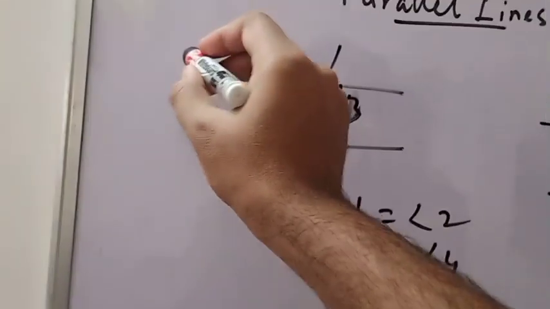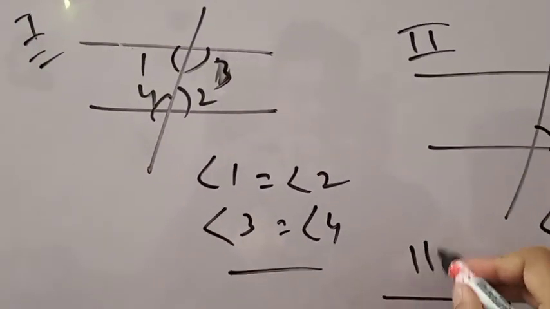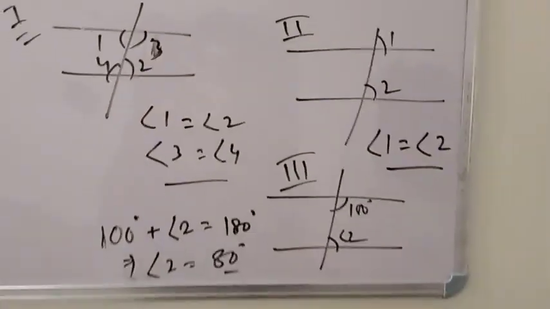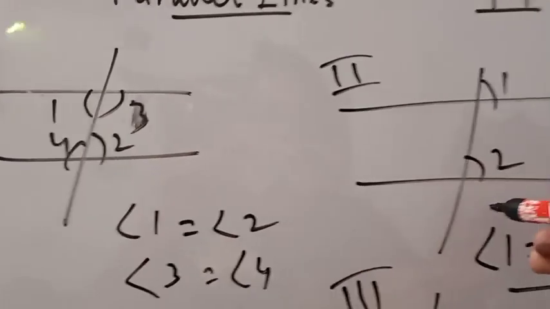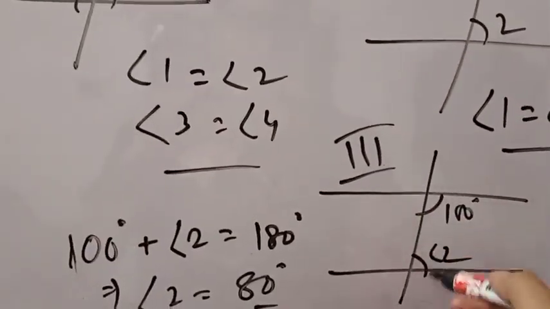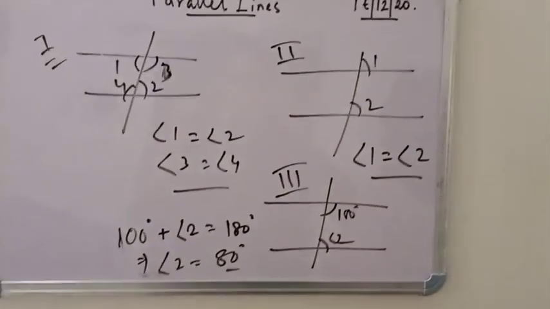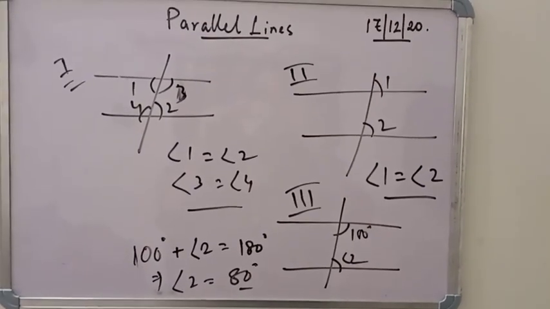Okay, this is property 1, this is 2, and this is 3. So 3 properties will be there. The alternate angles are equal, corresponding angles are equal, and the interior angles' addition is 180 degrees. Now go to the exercise.